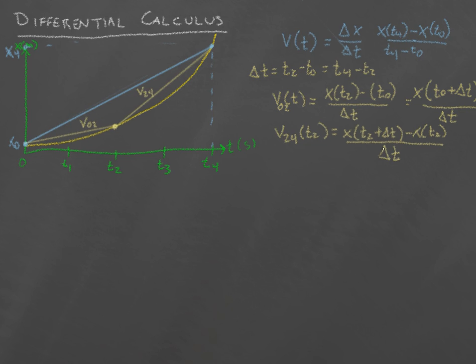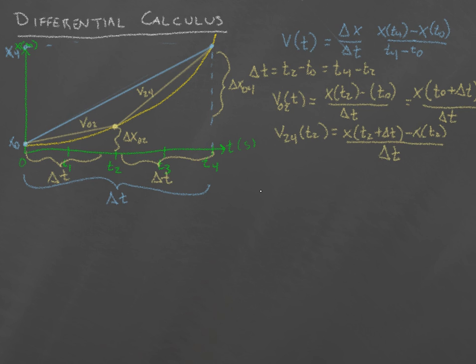Now the denominator in both cases is exactly the same. It's delta t. Right? In this case, this is delta t, whereas for the first part, delta t was this entire interval. Now we split it up into two equal parts. But notice that the magnitude of the velocity is much different. And the reason it's much different is because delta x between 0 and 2 is much smaller than delta x between 0 and 4.